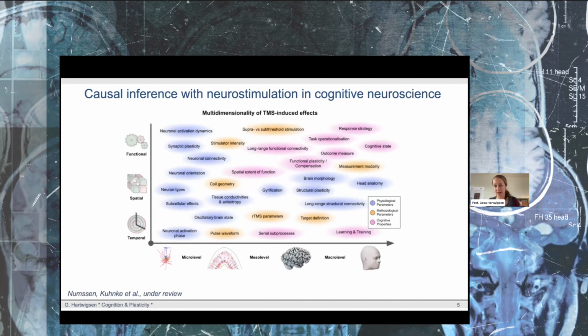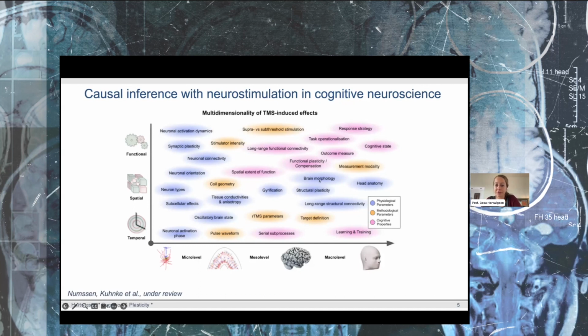This means this area is directly relevant for the task performance ratio is much too simple because there are several influence factors at several levels, both at the level of function, at the level of spatial distribution and temporal distribution, and at several levels of our brain organization. So for example, these include physiological parameters.